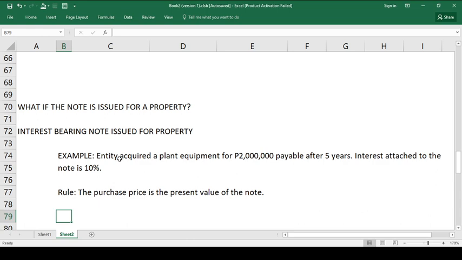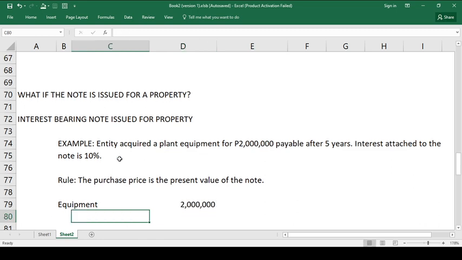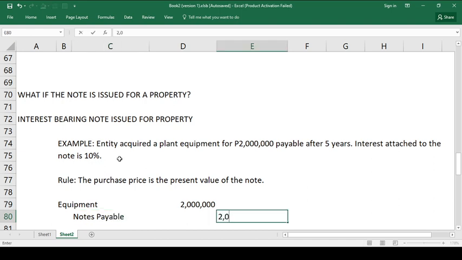Again, the rule is the purchase price is the present value of the note. Assuming that the purchase price of the equipment is 2 million, we simply prepare an entry by debiting equipment because there is a value received, equipment, at amount 2 million. That is the purchase price, 2 million. Then you credit notes payable for 2 million. And the recognition of interest, same lang nun.